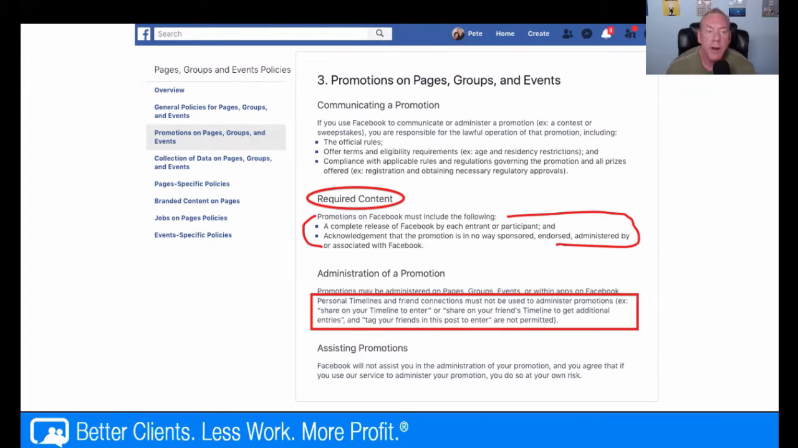Promotions may be administered on pages, groups, events, or within apps on Facebook. Personal timelines and friend connections must not be used to administer promotions, meaning you can't say if you'd like to win this contest, you must share it, comment on it, and like it. You can't do that. We're literally going to run a lead generation ad. If you don't remember how that works, go back and watch session number 2. That's all about lead generation ads on Facebook.